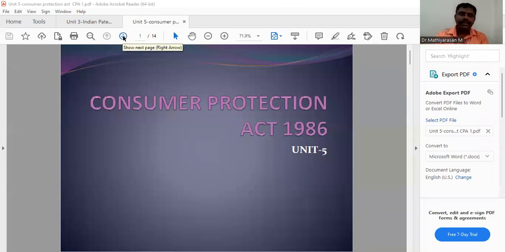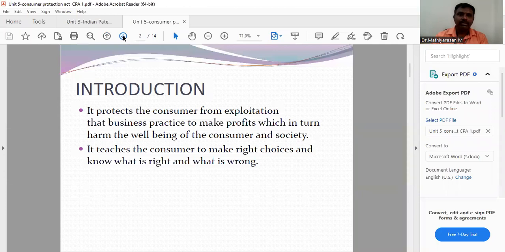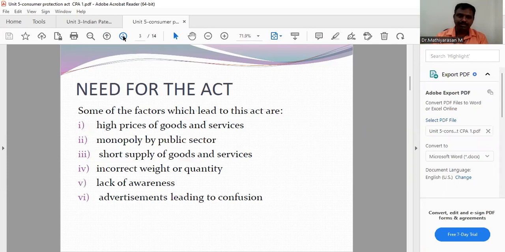Consumer Protection Act 1986. It protects the consumer from exploitation by business practices that make profits, which in turn harm the well-being of the consumer and society. It teaches the consumer to make right choices and know what is right and what is wrong.